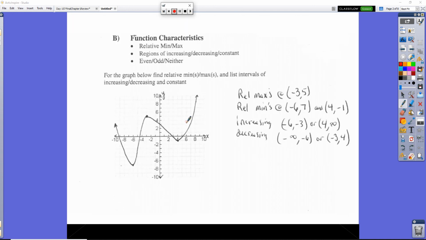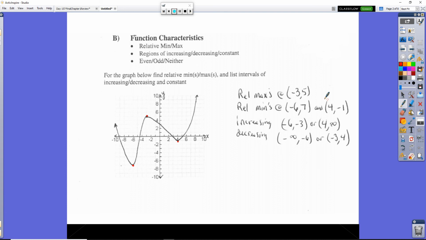For the next grouping of problems, you were asked to find the relative mins and maxes and list out the intervals for increasing, decreasing, and constant. So we have a relative minimum right here, and that is a point that's at negative 6, 7. We have another relative min right there at 4, negative 1. And we have a relative max right here at negative 3, 5.